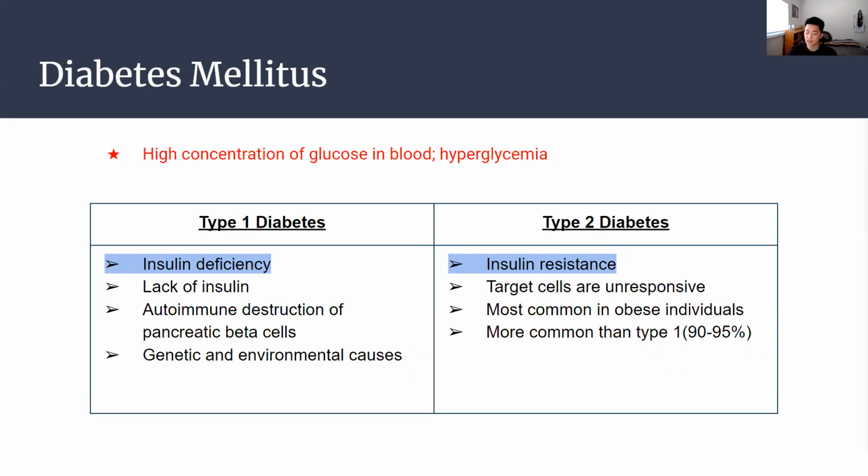Type 2 diabetes is the most common form of diabetes, right? 90 to 95% of individuals diagnosed with diabetes have type 2. All right. Are there any questions about diabetes mellitus? Give me a thumbs up or unmute yourself to ask a question.